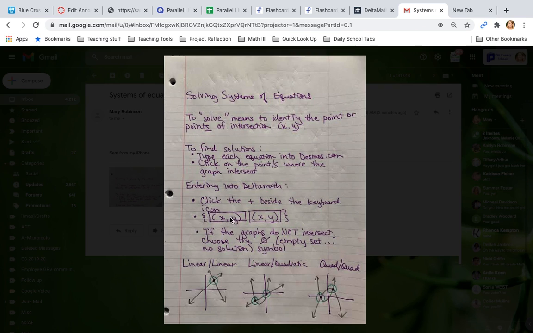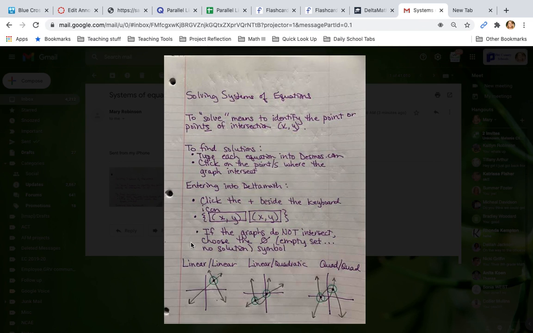The order that you type them in doesn't matter. So say you've got the ordered pairs 1, 2, and 3, 4. If you were to type in 3, 4, then 1, 2, that's perfectly fine. If the graphs do not intersect, you're going to choose this empty set symbol, which will be located below the box. I'll show you that. And that empty set symbol means no solution.